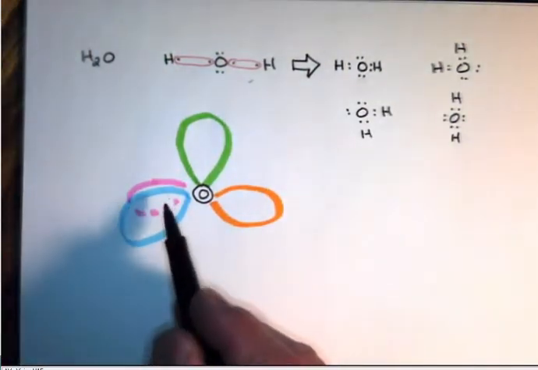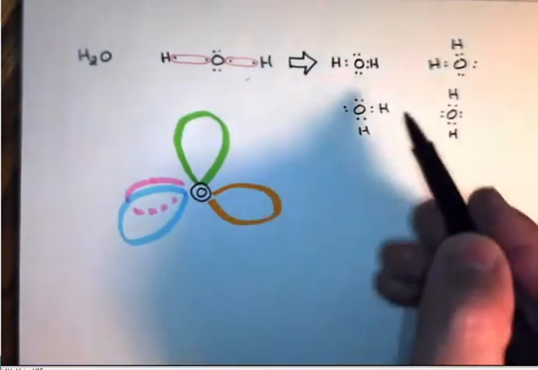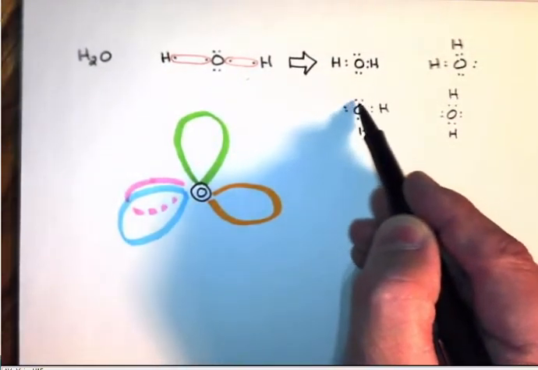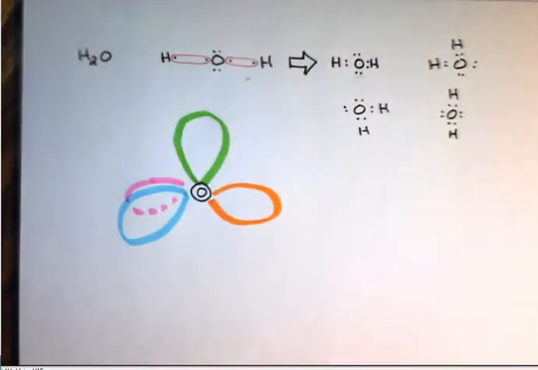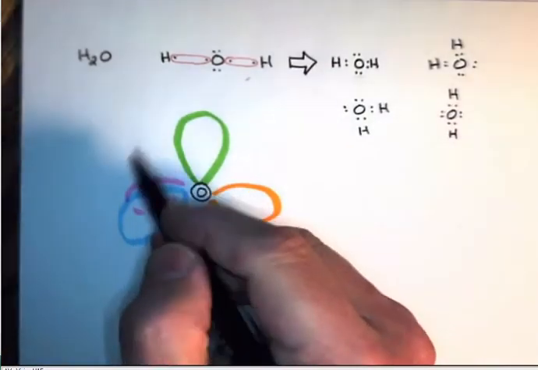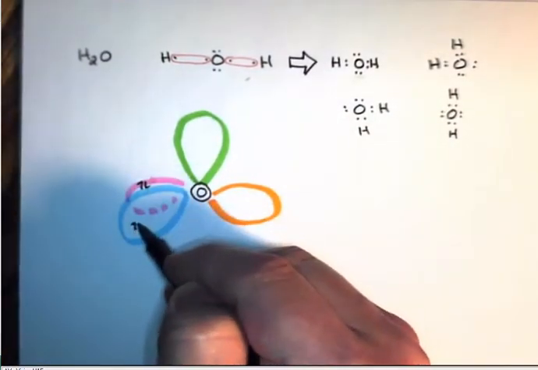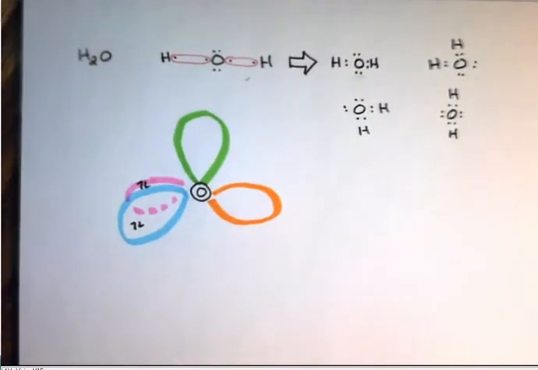Then two of these hybridized orbitals have pairs of electrons in them. They can't bond. Once you get two electrons in an orbital or a bond, basically it's done. It can't do anything else. So two of these orbitals are going to have two electrons in them, and we don't do anything else with them. They stay like that.